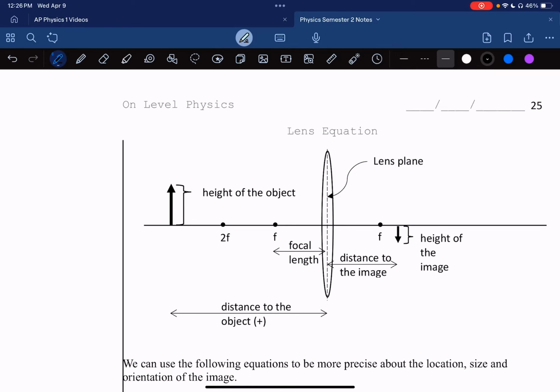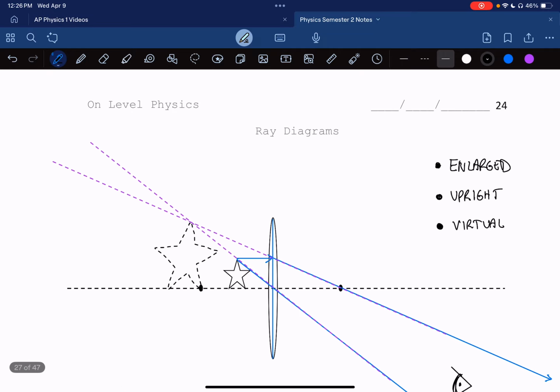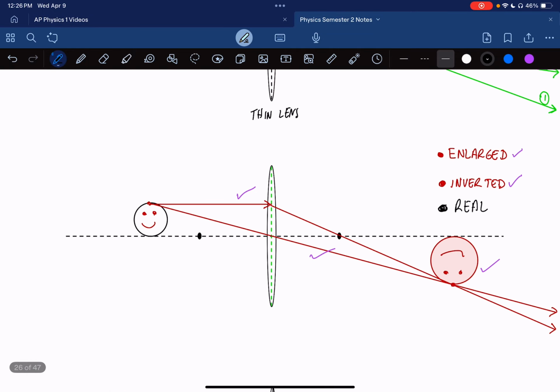This lesson is over the lens equation. So I'm going to go back a lesson here. If we know the focal length, this distance is called f, the focal length. Every converging lens has one set focal length, like it's made that way.